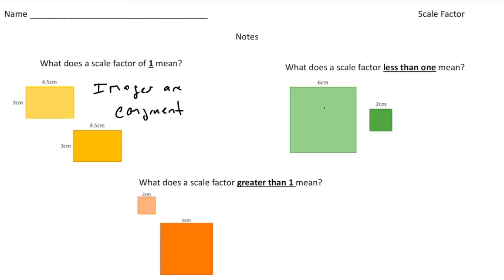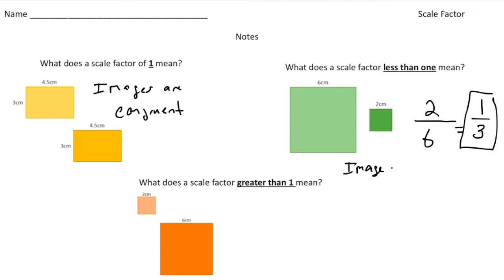Here's a good example. Here we have a square that has a side length of 6, and it's going down to a side length of 2. So the scale factor of this would be 2 over 6, which equals 1/3. This is a good example of a scale factor that's less than 1. When that's the case, we know that the image is being reduced. So we can just say image is reduced. Again, if they're similar, it's just a smaller version of this one.